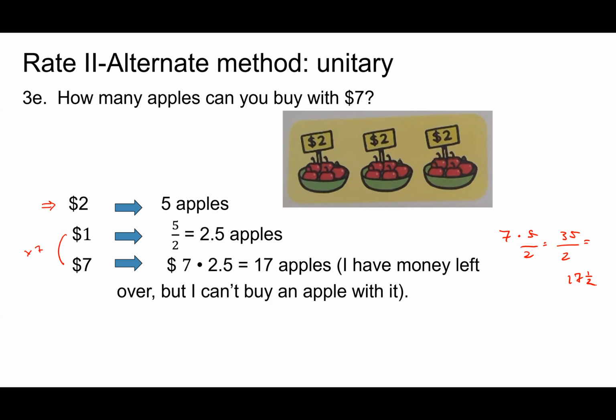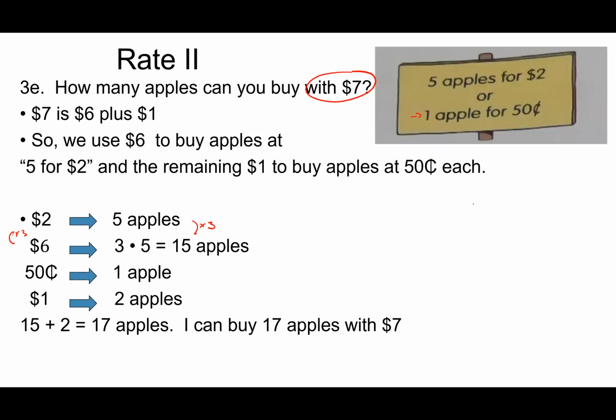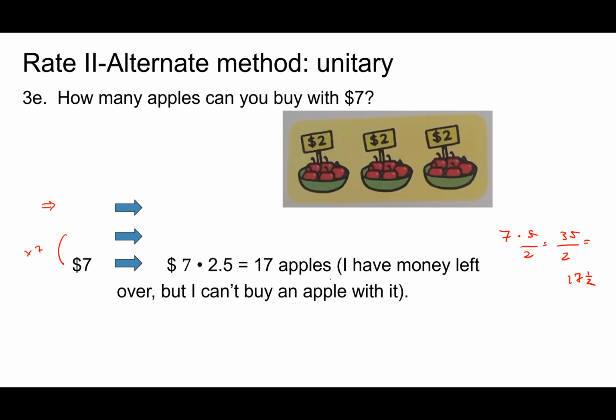Okay. So you can't buy half an apple. So in this case, did we end up with 17 both times? We did. But we got 17.5 apples out of this deal, which we can't buy. So it's just 17. Michael?